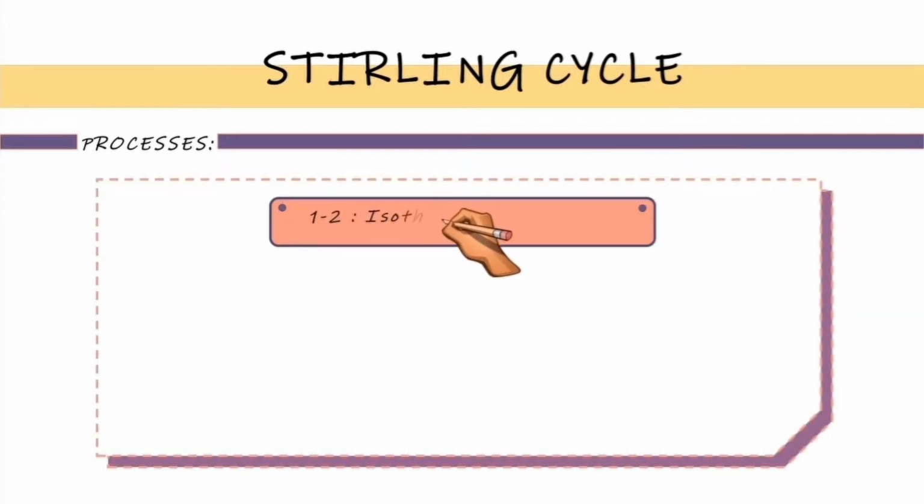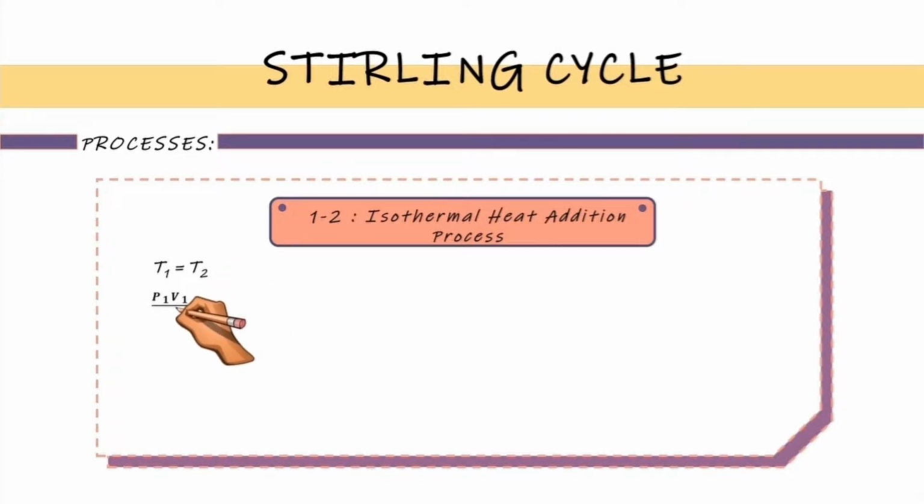The first process from point 1 to 2 is isothermal heat addition process. So we can say that T1 is equal to T2. In this case, we can use the combined gas law, which is P1V1 over T1 is equal to P2V2 over T2. Since temperature is constant, we can exclude the temperatures from the formula. So it will become P1V1 is equal to P2V2.